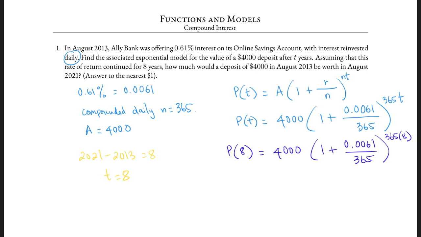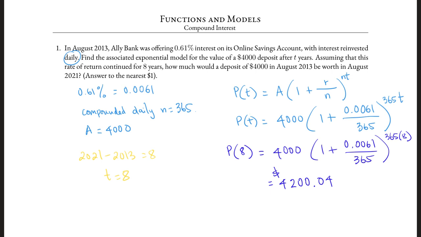Be careful when we use a graphing calculator. 365 times 8 has to be entirely in the exponent. If 8 is not in the exponent, then this will not work. If we were to use a graphing calculator and plug it in, we would have approximately 4,200.0395, but we're going to round it to 4,200.04 because this is money. And so after 8 years, if the interest rate is only 0.61%, then we would gain about $200 only.